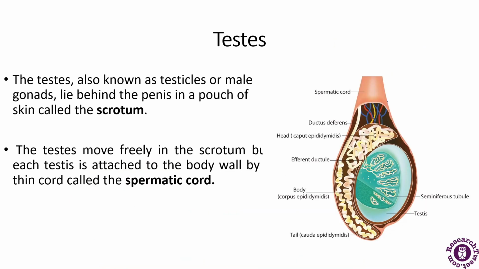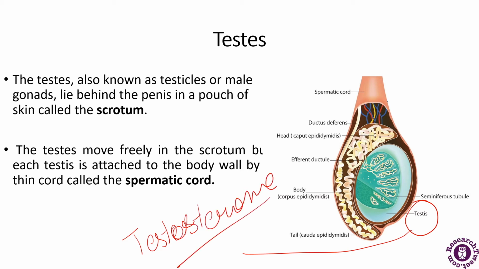Now we will be discussing the testes. So what are testes? Testes are oval bodies which are around 1.5 to 3 inches in length. Generally, the left testis hangs slightly lower than the right one. There are two primary functions of the testes. First, it produces testosterone, which is a male sex hormone. And the second function of the testes is that it produces sperms, which are carriers of the male genes. So these are the two main functions of the testes.